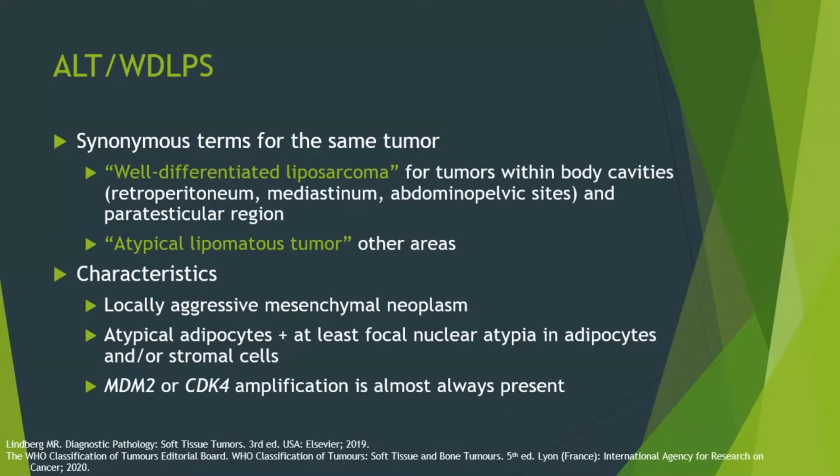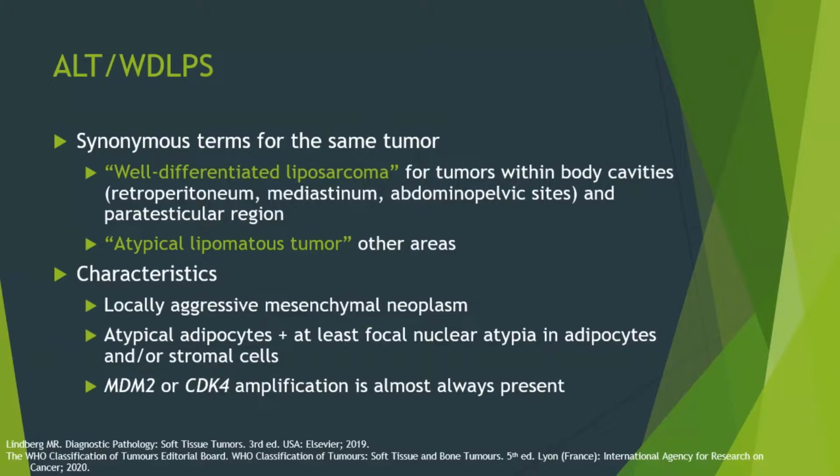So let's now go to the tumors that might benefit from MDM2 testing. Atypical lipomatous tumor or well-differentiated liposarcoma are synonymous terms for the same tumor. Well-differentiated liposarcoma is used for tumors within body cavities and the paratesticular region because of the significant morbidity in these cases and the increased risk for dedifferentiation. The term atypical lipomatous tumor is appropriate for other areas.